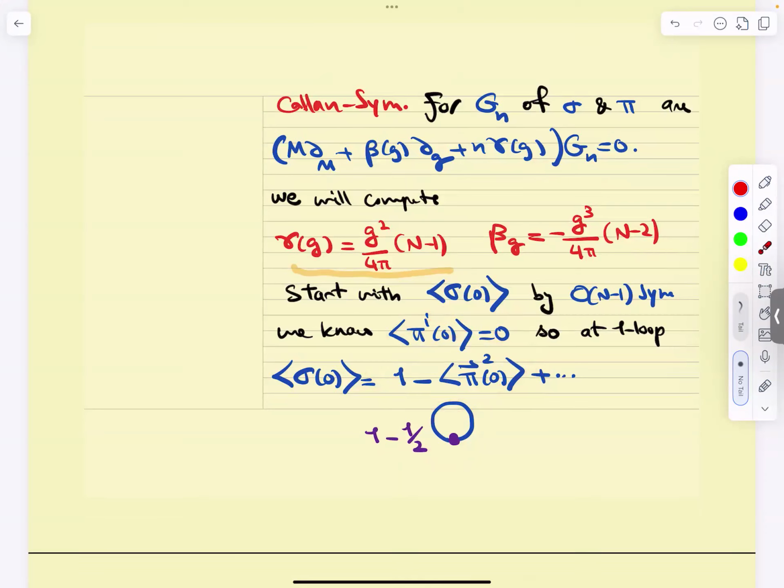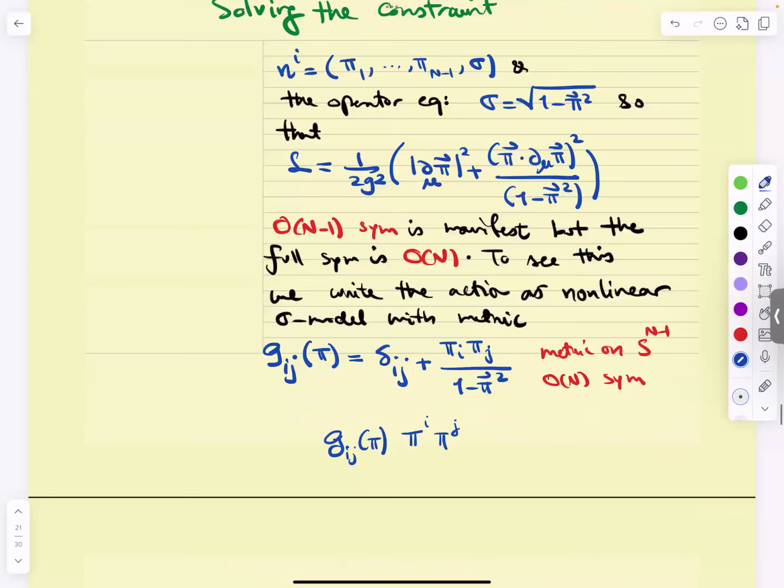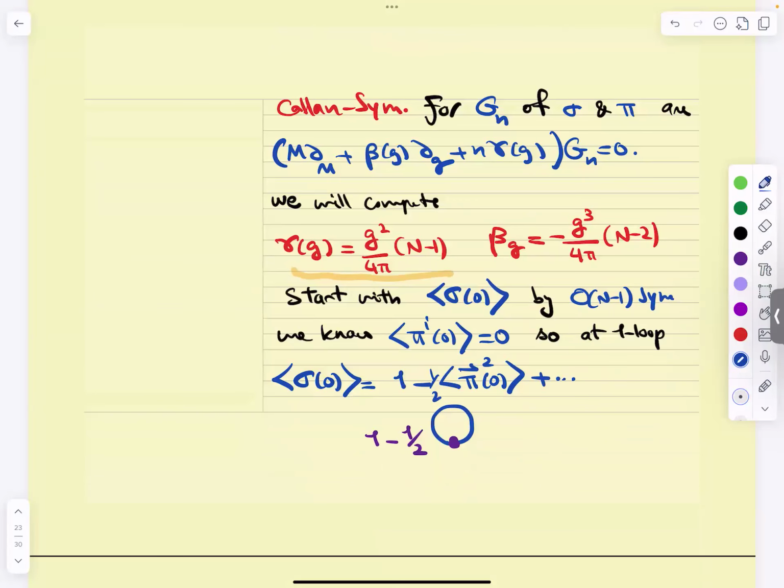I think I'm missing a half. Am I missing a half? Yeah, I'm missing a half. Yeah, I think. I thought I had a different normalization. This is odd. Okay, anyway. So this should be 4 actually. So what is this? Oops.